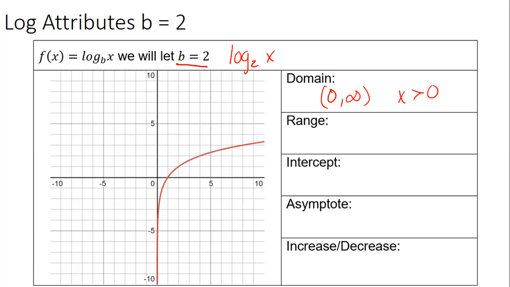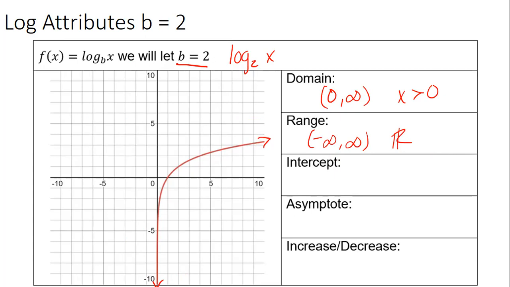All right. Range. What is my range doing? My up and down, right? Starting from the bottom to the top. What's happening at the bottom? It's going on forever, right? So at the bottom it's going on forever, and at the top is doing what? Going on forever. So we're from negative infinity to positive infinity, which means that it's all real numbers on the y.